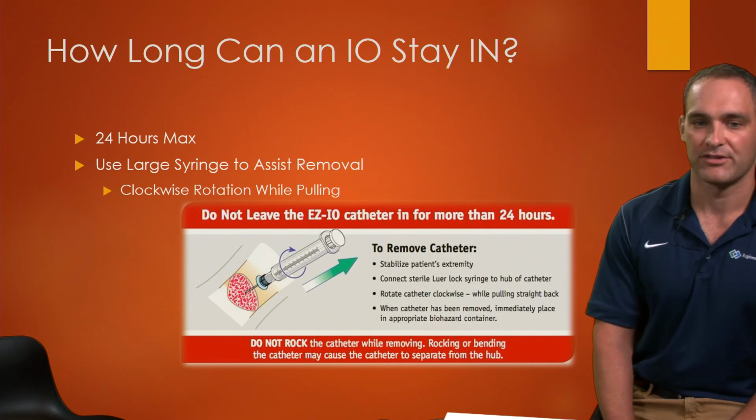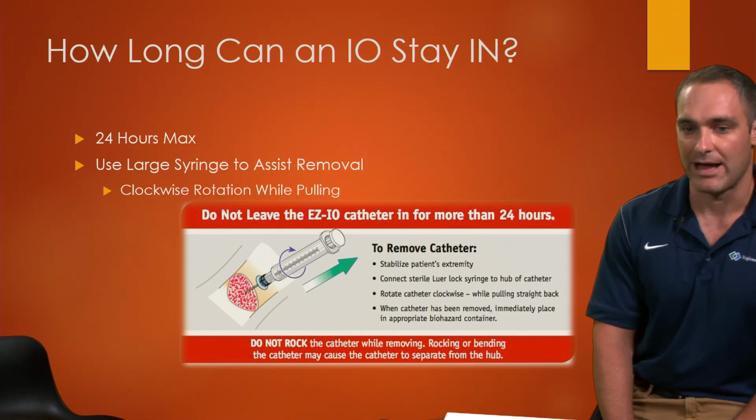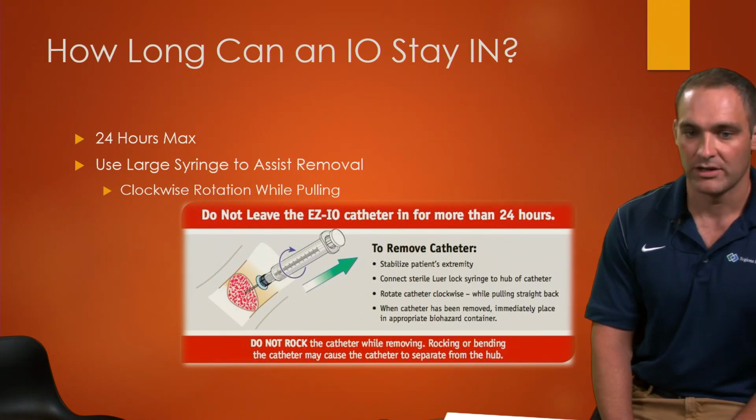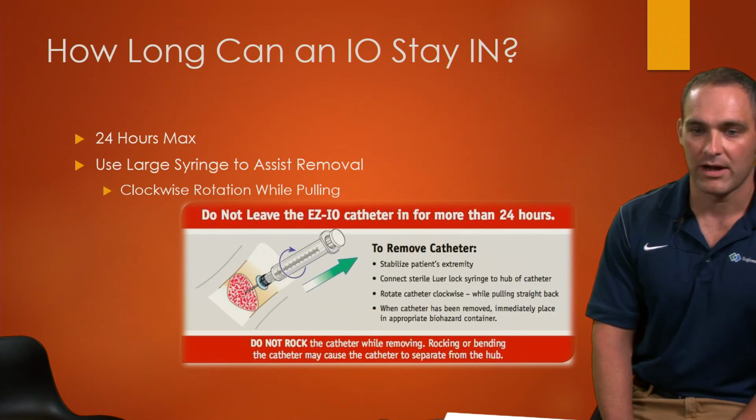How long can an IO stay in? 24 hours is the absolute max, otherwise you have a risk of infection. You should use a large syringe to help assist removal with a clockwise rotation while gently pulling the needle out. As you can see in the picture, never rock the catheter while removing it, otherwise you can break that plastic housing off and then it's just going to be the needle that's stuck in there.